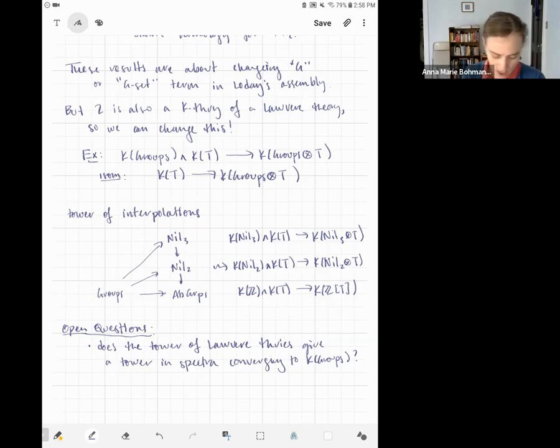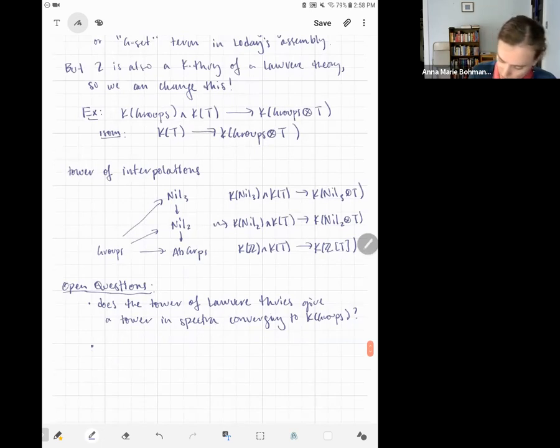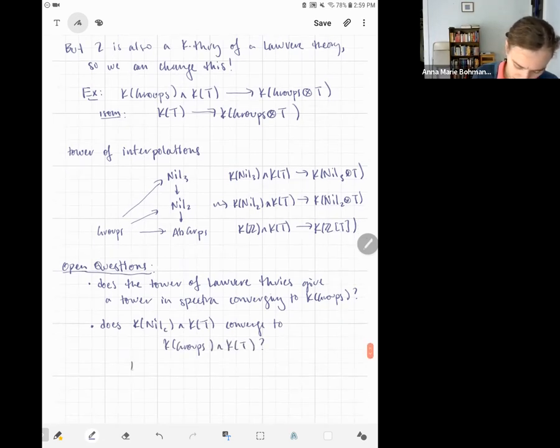Maybe you could go backwards and forwards. And then, relatedly, does the tower, after I smash with the Lawvere theory of my favorite other K theory, does the tower of K nilpotency smash K of T converge to K of groups smash K of T? Or maybe on the other side, does K theory of groups of nilpotency class C tensor with my favorite other random Lawvere theory T, maybe this depends on T, does this converge to the K theory of groups tensor with T?